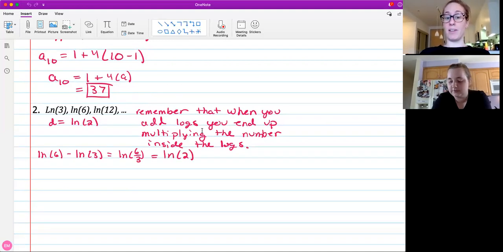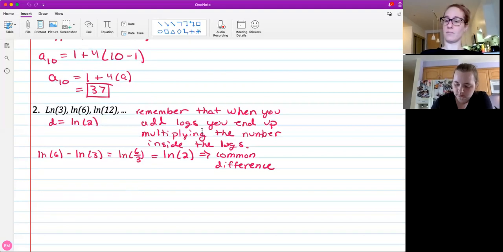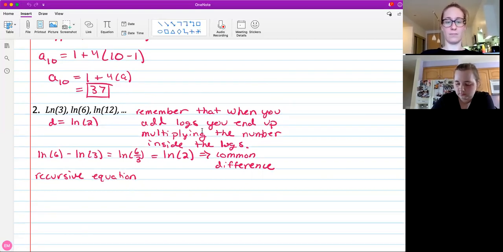Which simplifies to ln of 2. Yep. So there's our common difference. Cool. Okay, so then again, let's find the recursive equation. So this one would be an equals an minus 1 plus ln of 2.